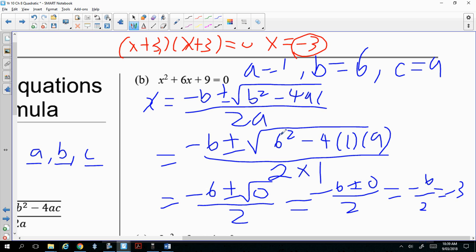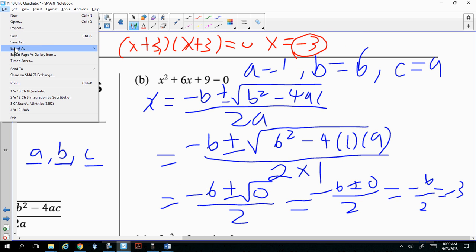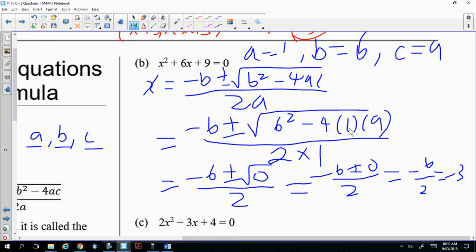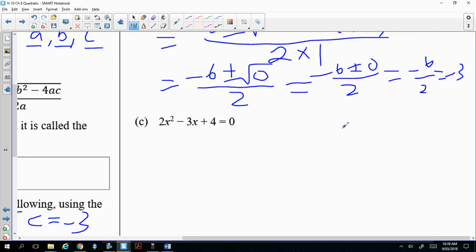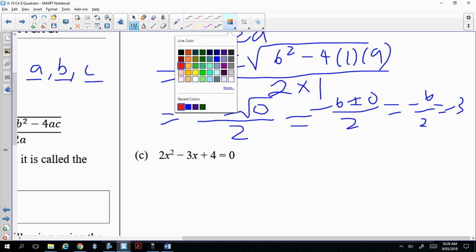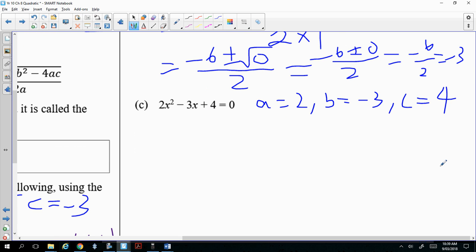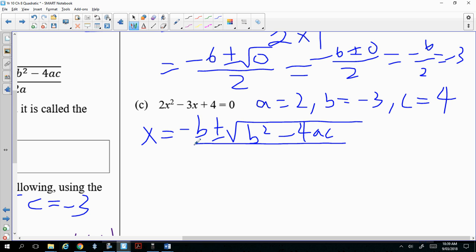All right, try the next one. See what you get. What's the first step? Write down the values a, b, and c. And then we're going to go to the formula. This is the 3rd time you write the formula. Can you see it gets easier, the more you write it, the easier it becomes to memorize it, right? So the 3rd time you write it, you find it much easier to write.